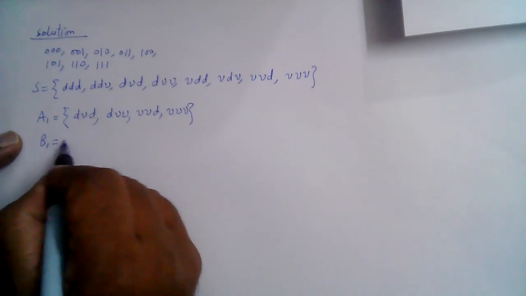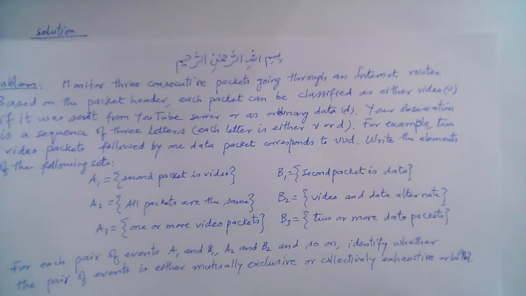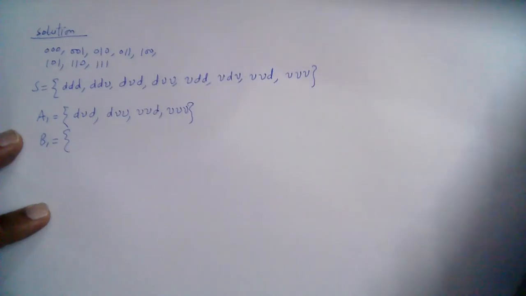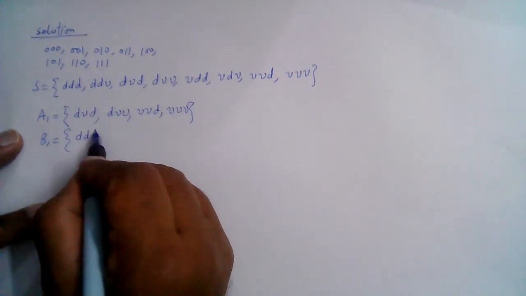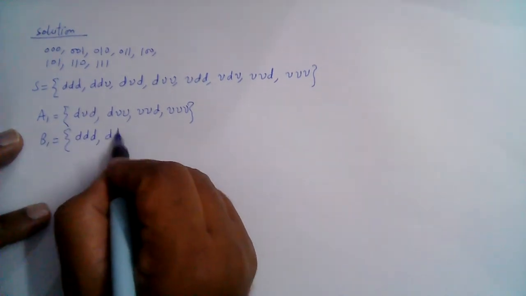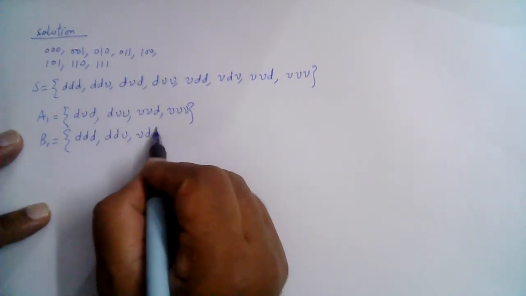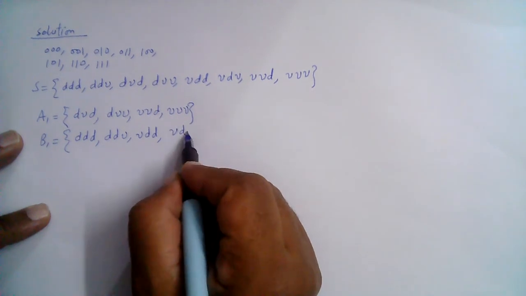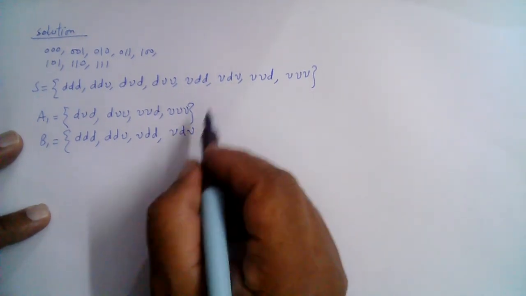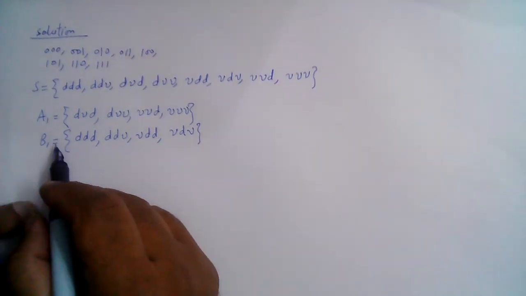Similarly, the event B1. The event B1 is second packet is data, right? The second packet is data. So DDD, then DDV, and then VDD, and then VDV. The second packet is data here. So this is event B1.